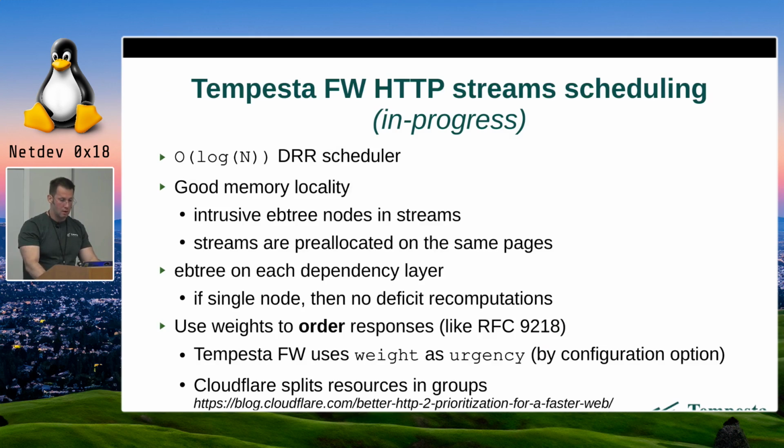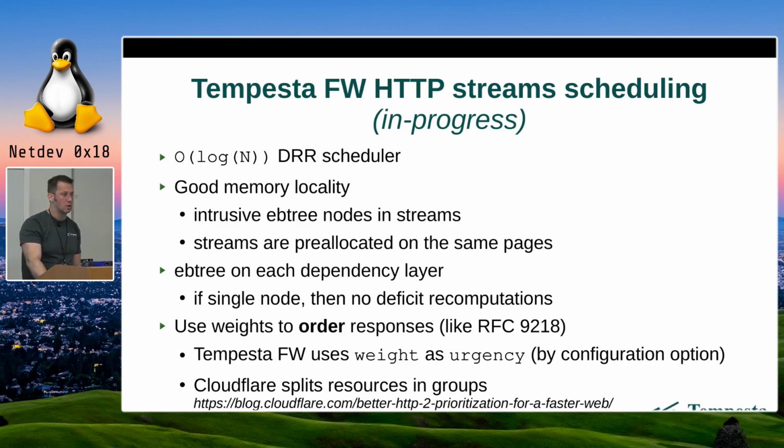In Tempesta FW, we are still in progress of this work. At the moment, we have a logarithmic scheduler. We have better memory locality. We wanted to get performance closer to H2O, so we worked a lot on better memory locality. We pre-allocate streams when a new HTTP connection is established. We use two system pages to pre-allocate streams. We use intrusive balanced trees to achieve page locality.